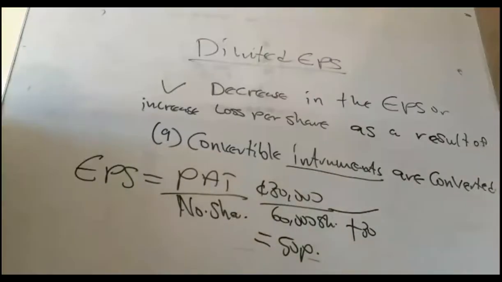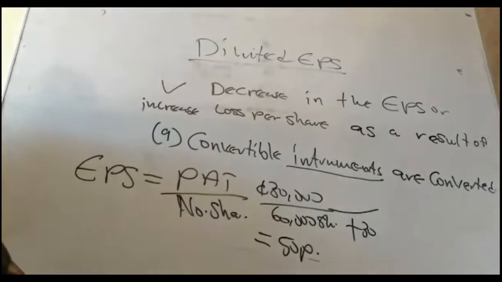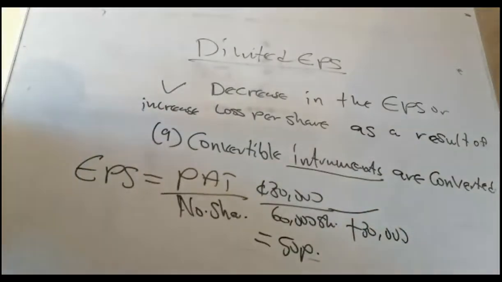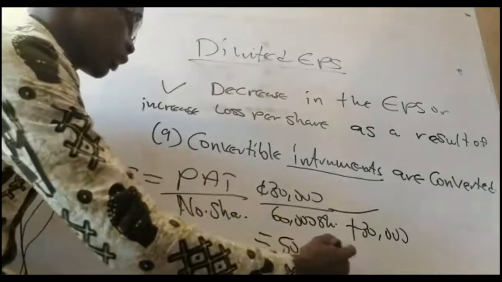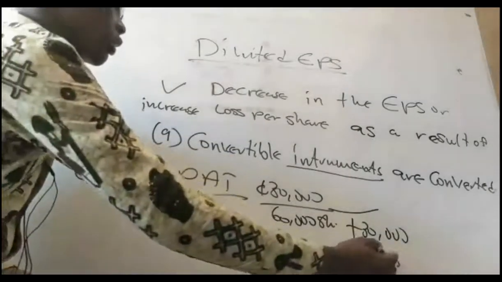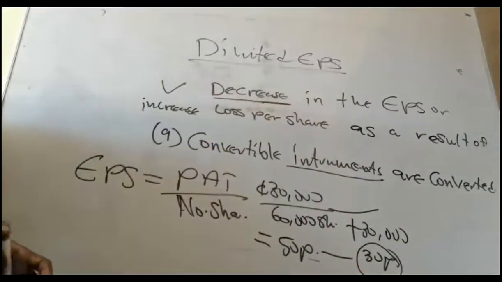Great. So now let's assume that there were potential shares, that is the convertible debt, which after conversion results in an increase of the ordinary shares by 30,000. Therefore, the earnings per share will probably drop to 30 pesos. So from 50 pesos to 30 pesos. That means there has been a decrease in the earnings per share. That means the earnings per share has been diluted. Basically, that is it.